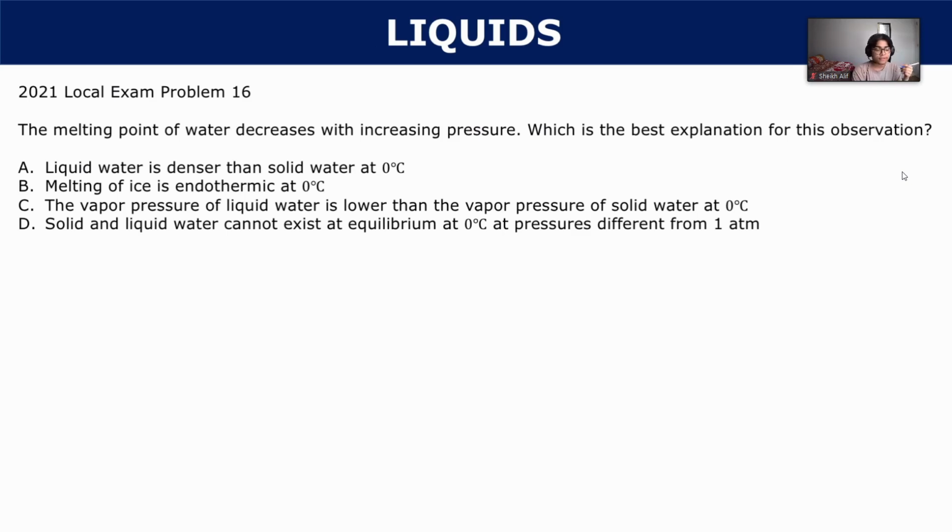This wouldn't make sense for other substances because their solid form is more dense than their liquid form. But liquid water is one of those exceptions where it's more dense than its solid counterpart. And that's what creates that weird exception. And therefore, the answer to this question is going to be A. Liquid water is denser than solid water at 0 degrees Celsius.